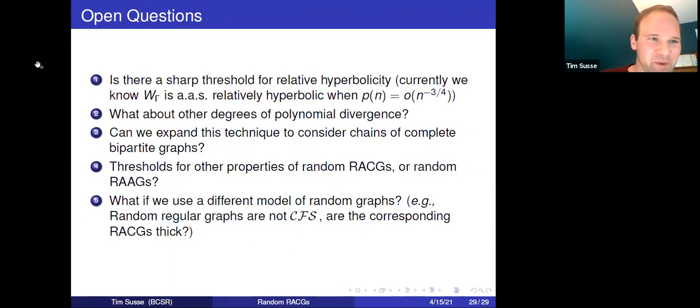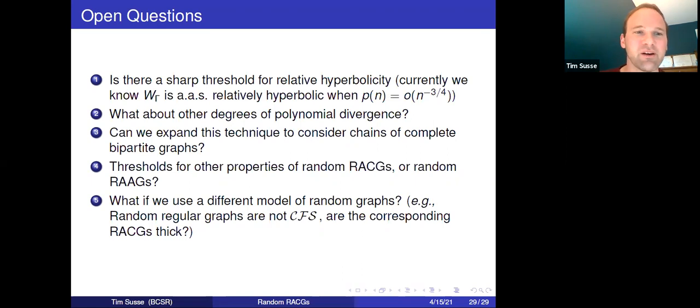And there are a whole bunch of open questions. This is sort of the beginning of a project, and some of this talk is advertising that cool things are happening here. So the first question we might wonder is, Behrstock, Hagen, and Sisto showed that we have this dichotomy: right-angled Coxeter groups are either relatively hyperbolic or thick. And so we want to know, is there a sharp threshold for relative hyperbolicity?